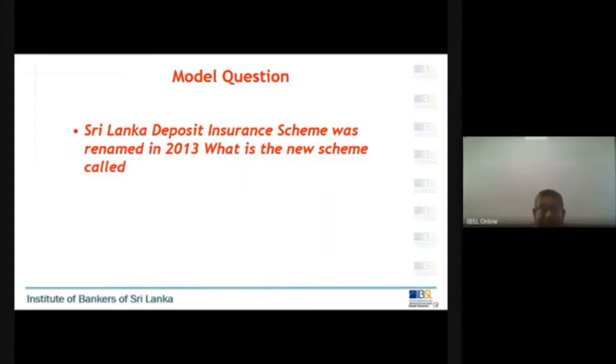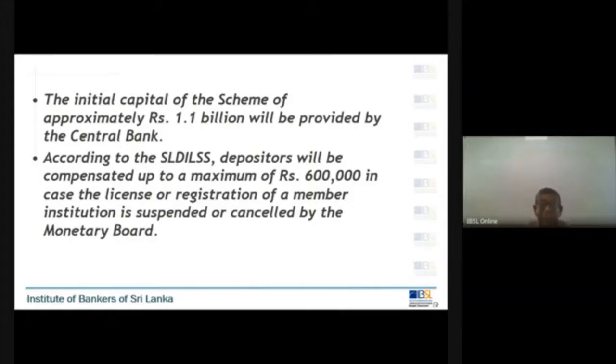But at the time they started this scheme, the central bank put in 1.1 billion and they started the business. First they put in 1.1 billion. Then how has it come to around 62 billion today? Because remember that all the participating member institutions need to pay a premium to that fund, and that is how it has become around 62 billion.